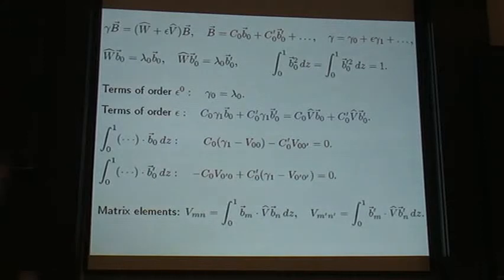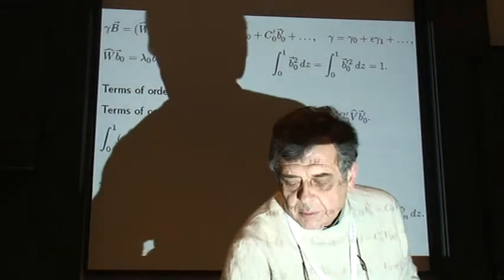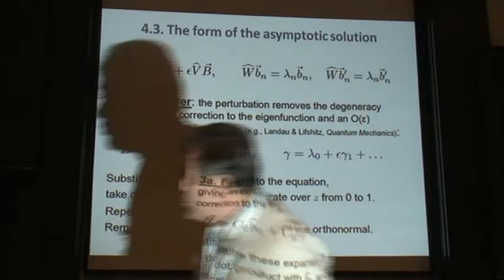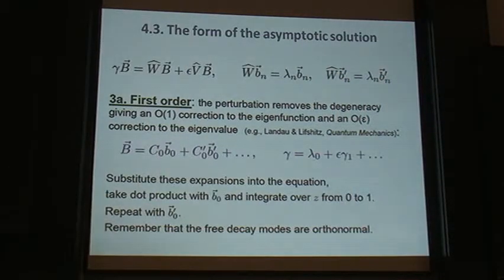You know what? Let's do it on the blackboard. I think I do have some time, because otherwise it's impossible to understand this formula. You have to do it with hands. Then it's simple, then it's trivial. So I have this equation: gamma B is equal to WB plus epsilon VB, and B is equal to C naught B naught plus C naught dash B naught dash.